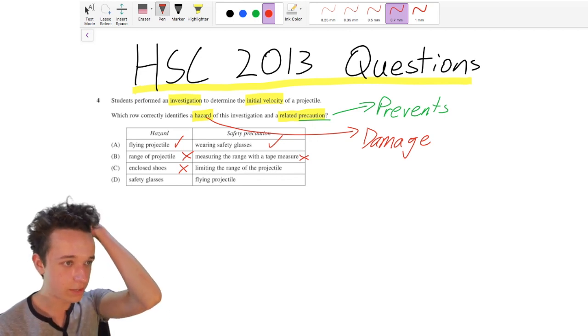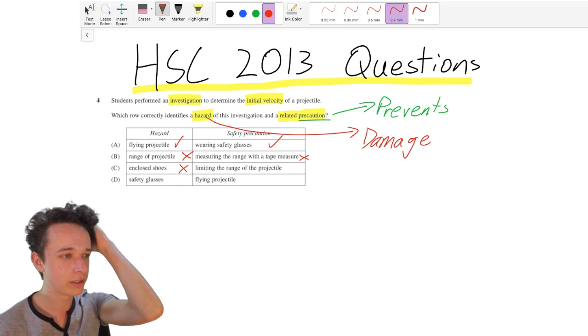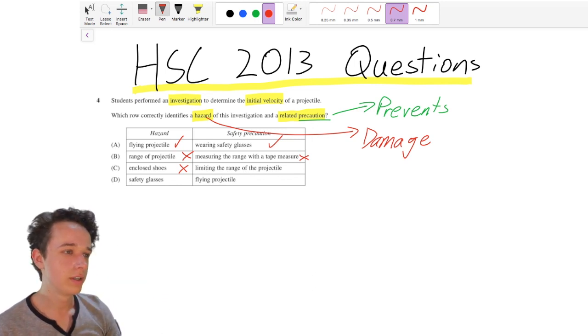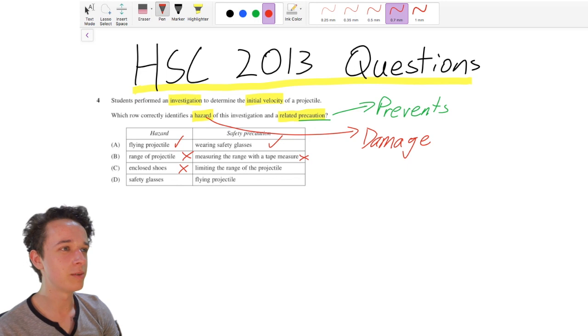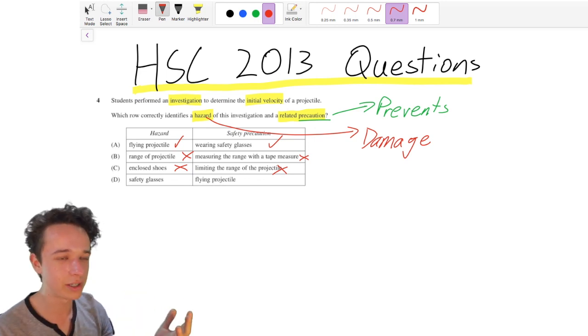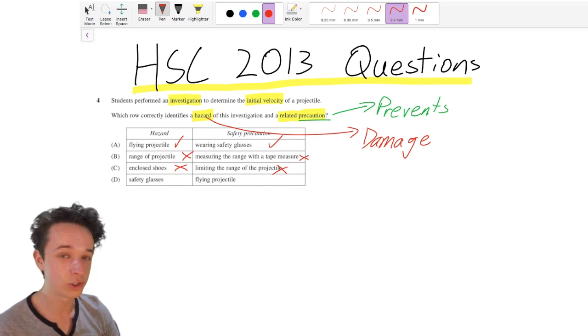And then let's see the safety precaution, limiting the range of the projectile. Okay, even if enclosed shoes were a hazard, which I don't think it's meant to be, limiting the range of the projectile, unless the projectile is referring to the shoes. You know what? I changed my mind. I'm gonna put this C as a maybe, because the projectile here might be referring to the shoe. No, I'm just kidding. Okay, no, this is obviously a stupid question, so no. Enclosed shoes are probably not a hazard, and limiting the range of the projectile that you're studying is not going to change whether someone throws shoes at your head.